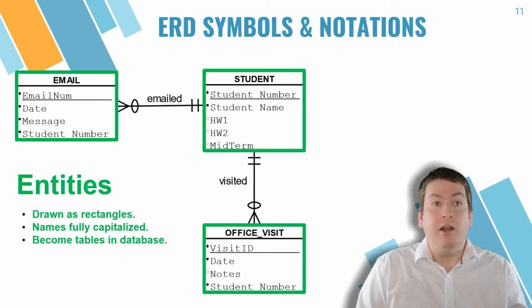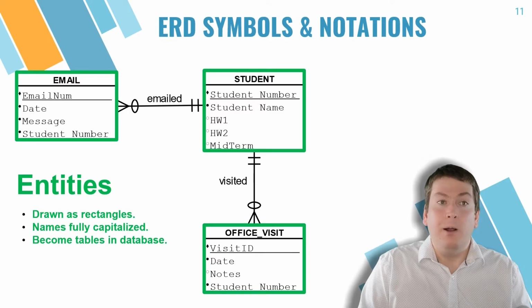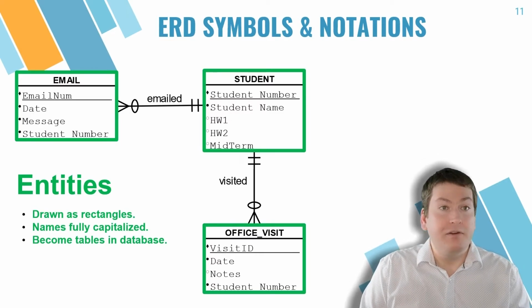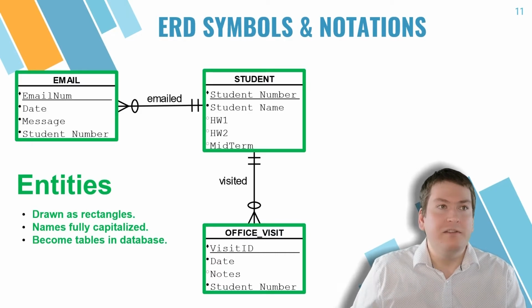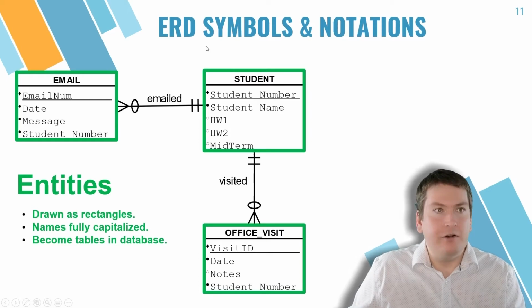So the first thing, and what these diagrams are named after, are the entities. Remember, these are eventually going to become the tables in our database. In our diagram, you can see here that we draw them as rectangles. So each rectangle in our diagram, these little boxes highlighted in green right now, are the different entities. So we have an email entity, a student entity, and an office visit entity.